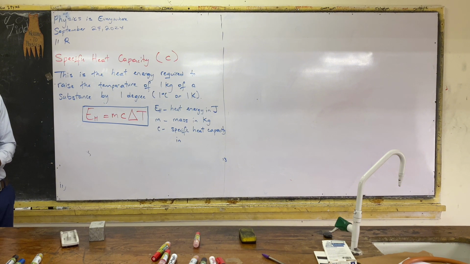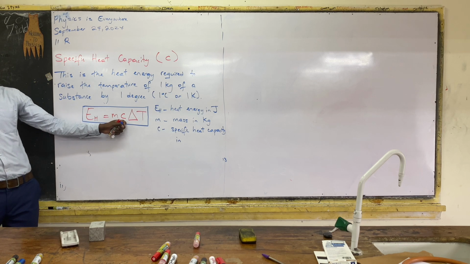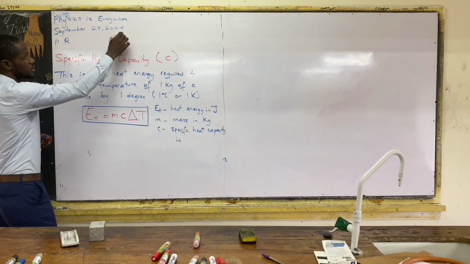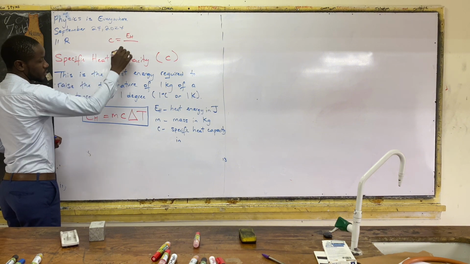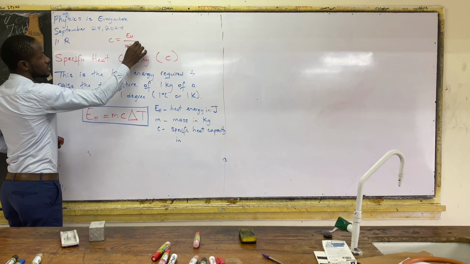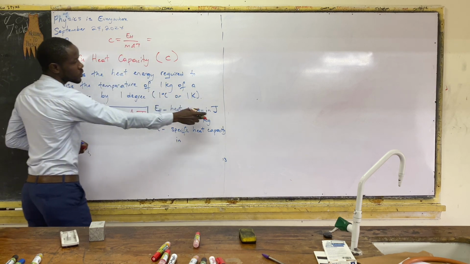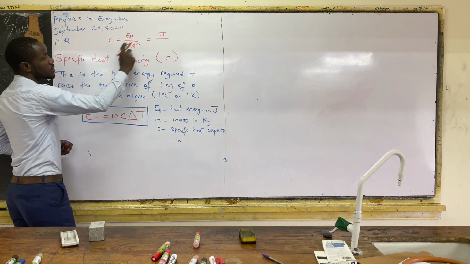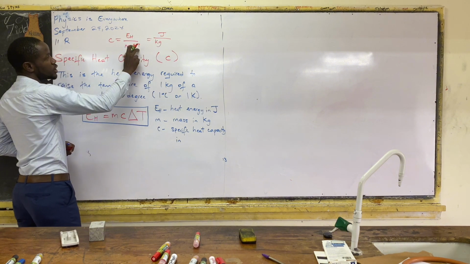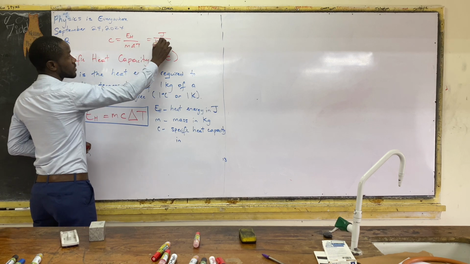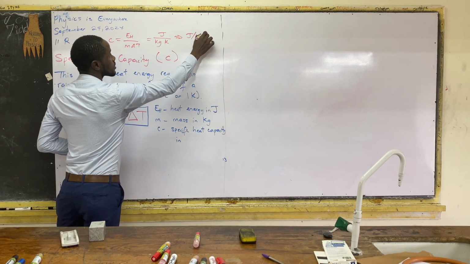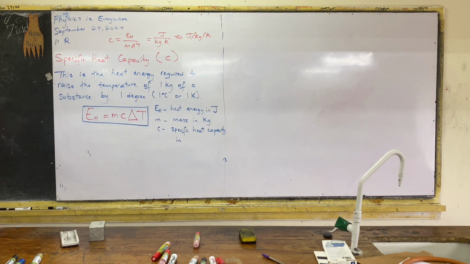J per kg, close. So if we make C the subject, we're going to get C is equal to EH over M delta T. EH is measured in joule, mass is measured in kilogram, and the change in temperature is measured in Kelvin. So this is the same thing as joule per kilogram per Kelvin.